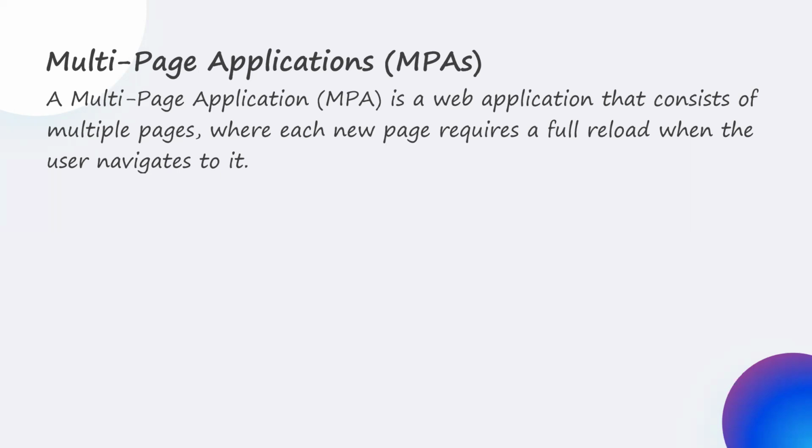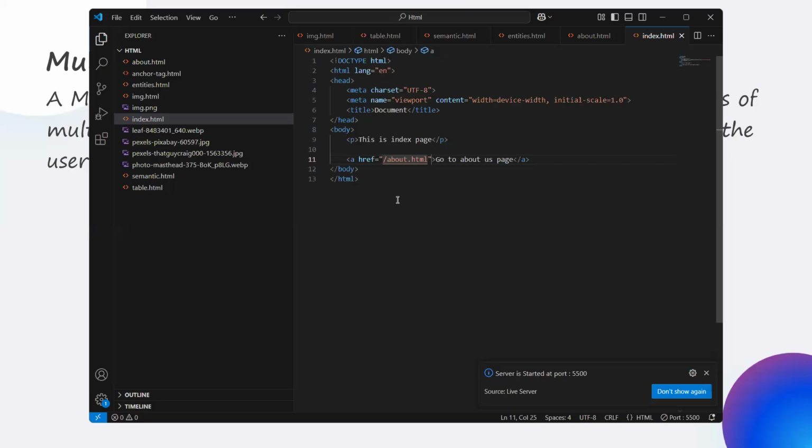Now, let me break this down. A multi-page web application, just from the name alone, you will know that it's multi-page. That means it is an application that consists of multiple pages. Now, for every new page that the user requests, there will be a full reload when the user navigates to it. To explain this, let me show you something. I have this code. Let me go to the browser.